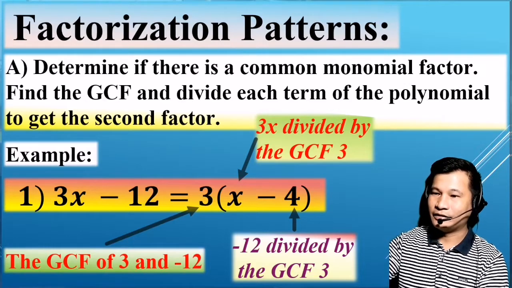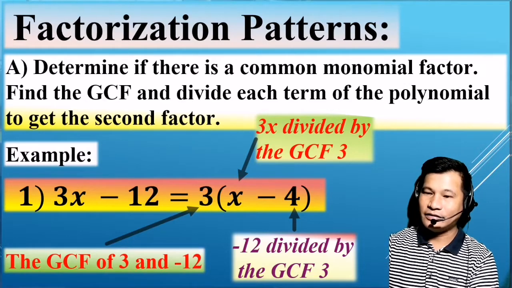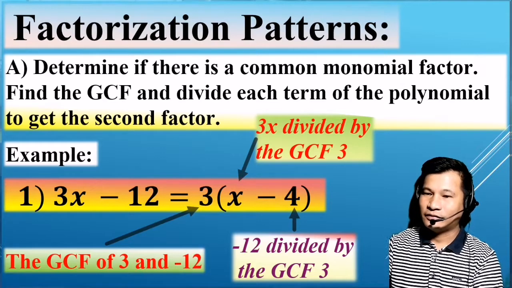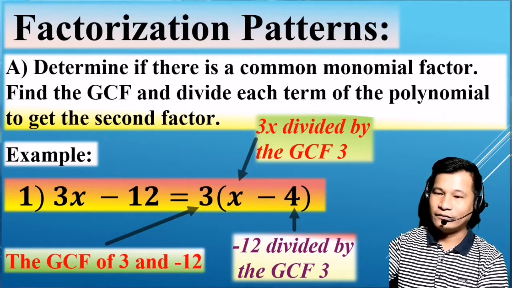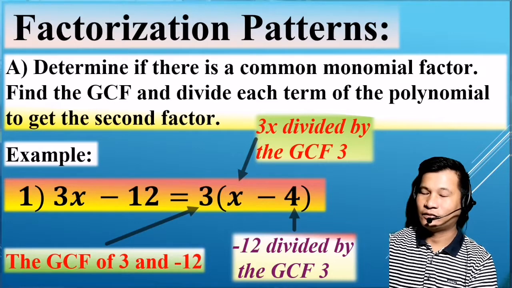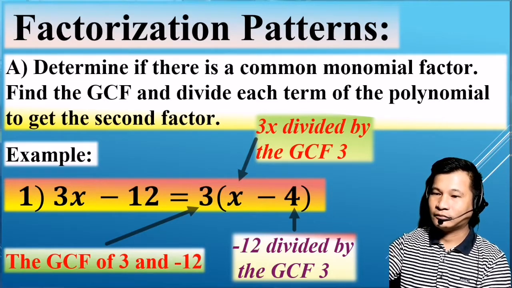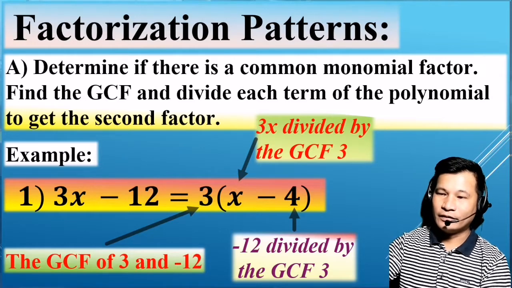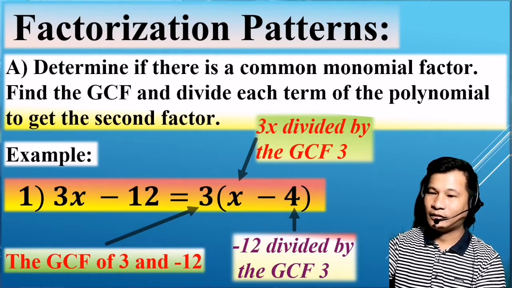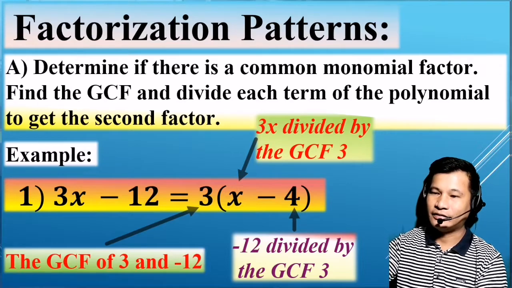3x divided by the GCF 3, the result is x. 3 is the GCF of 3 and negative 12, while negative 4 came from dividing negative 12 by 3.